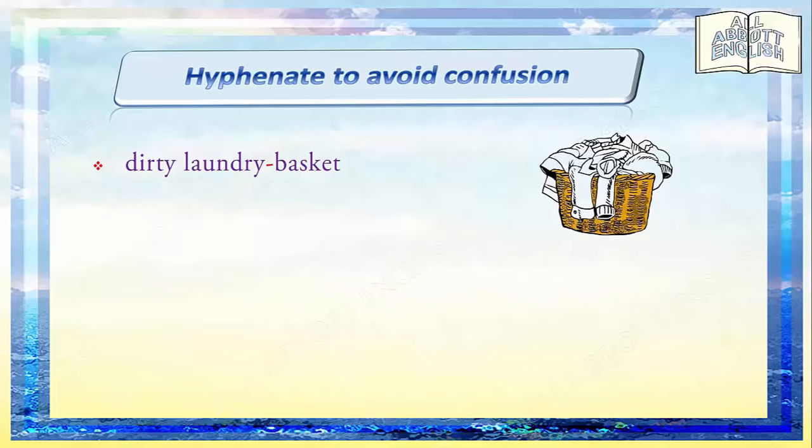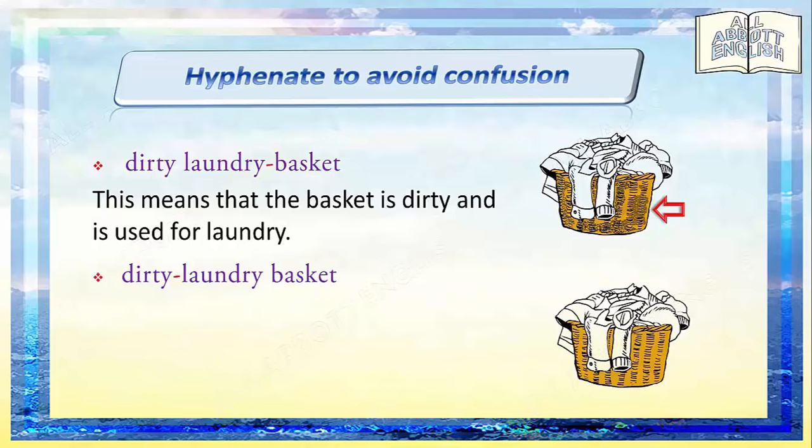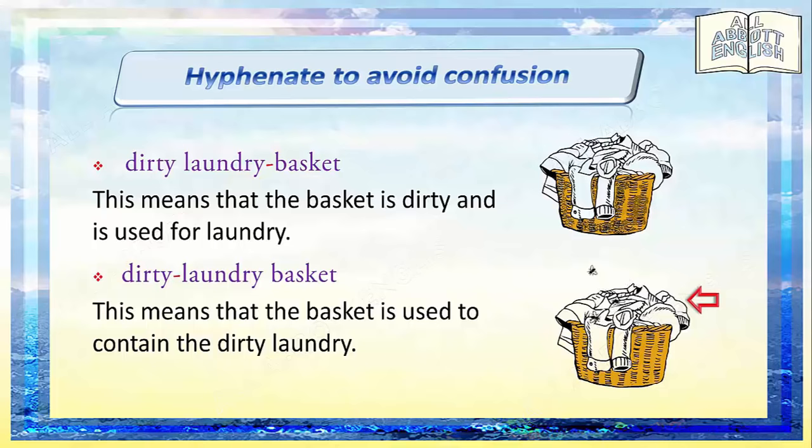Let's look at another example. Dirty laundry-basket. This means that the basket is dirty and is used for laundry. Dirty-laundry basket. This means that the basket is used to contain the dirty laundry. So, a hyphen is sometimes essential to avoid ambiguity or confusion.